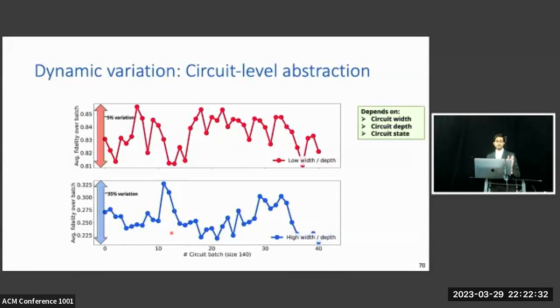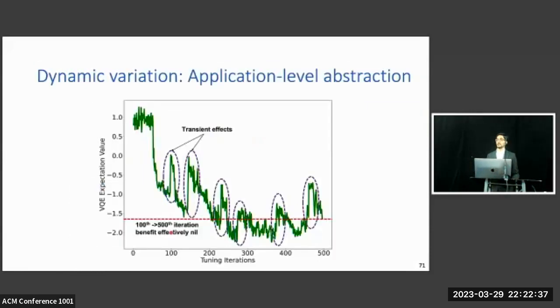And again, this is at a circuit level abstraction, and this affects all circuits. But this is even more detrimental when you look at the application level abstraction, like for variational algorithms. You can see here that this variational algorithm starts from a value of 1, and it's expected to converge to a value of around -5 on a noise-free machine. But the effect of both static and dynamic noise significantly affects this. You can see all these spikes over here, which are due to instances of transient noise, and this significantly affects the way that the gradient descent is supposed to happen.